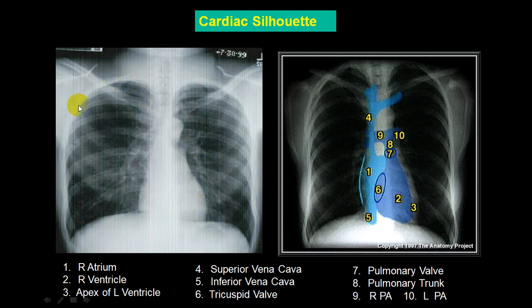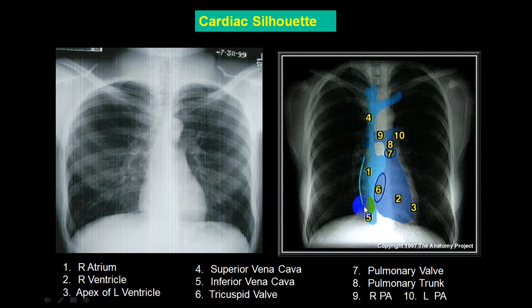Clearly you can identify. So there is no Silhouette sign, but you can see the cardiac Silhouette very clearly. You can see the diaphragm very clearly. You can see the mediastinal borders very clearly. And these are the numbers which are being given and what each belongs to.